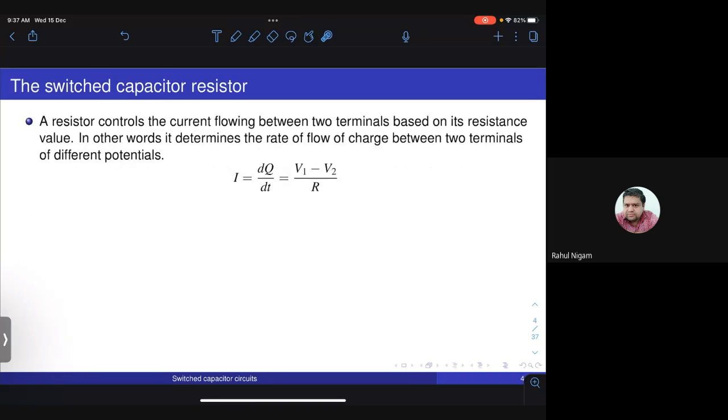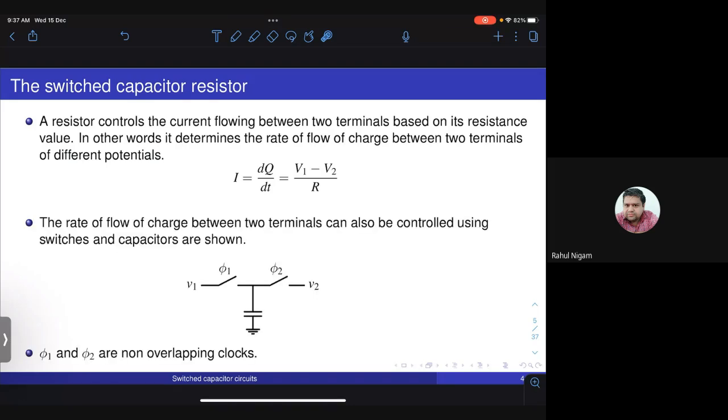The basic idea is very simple. What does a resistor do? It just controls the current flowing between two terminals based on its resistance value. Effectively, it regulates or determines the rate of flow of charge between two terminals of different potentials. So can we achieve a similar function using switches and capacitors? It turns out it's very easy. The rate of flow of charge between two terminals can be controlled by using switches and capacitors as shown.